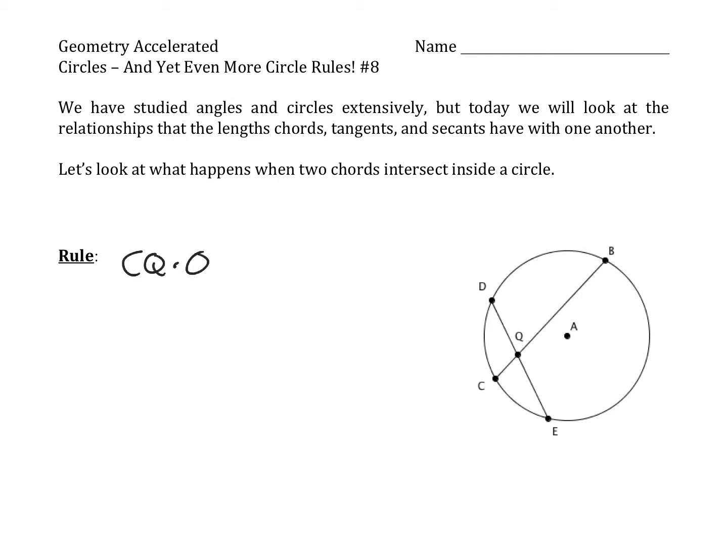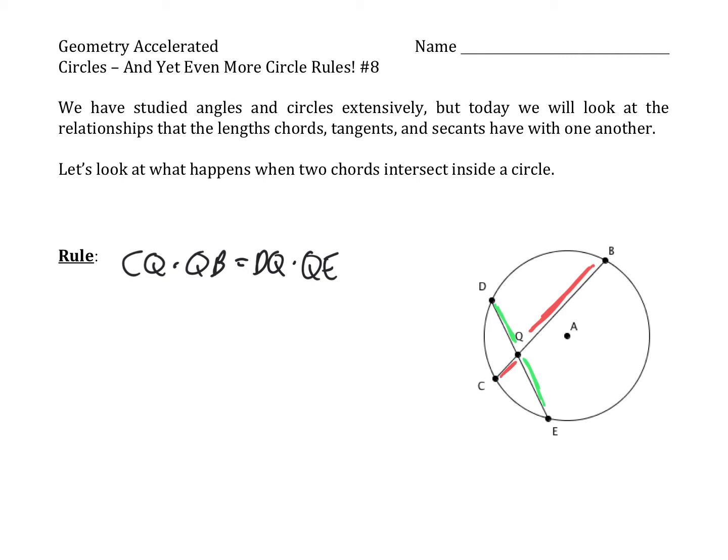times QB. So notice, if I switch some colors, it's these 2 chords. So how chord CB was broken into 2 parts, CQ times QB is equal to, if you guess DQ times QE, you are right. It's equal to the product of these 2 other, we'll call it mini chords. They're not really mini chords, but you can kind of think of them that way, okay? So CQ times QB equals DQ times QE.